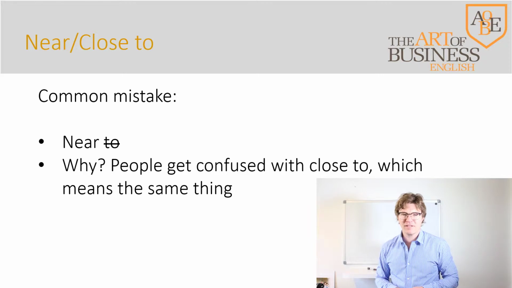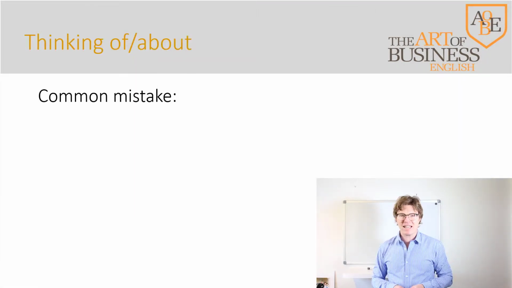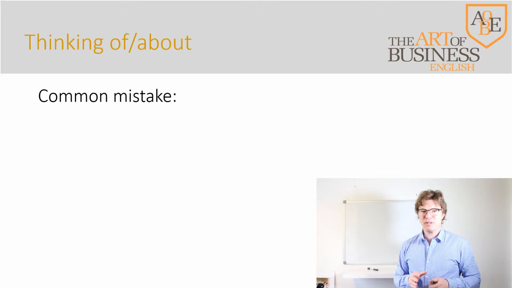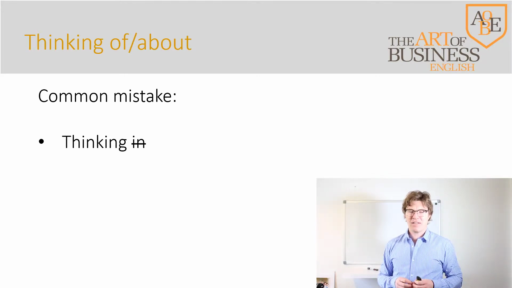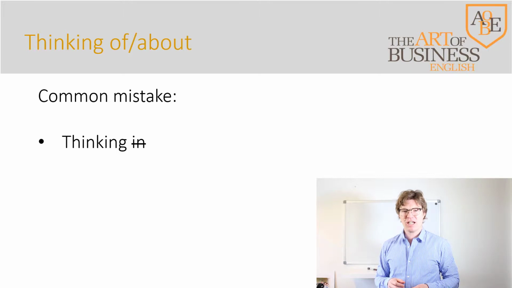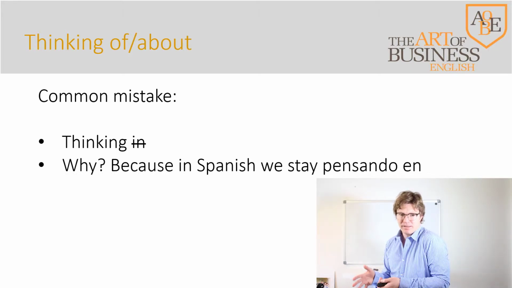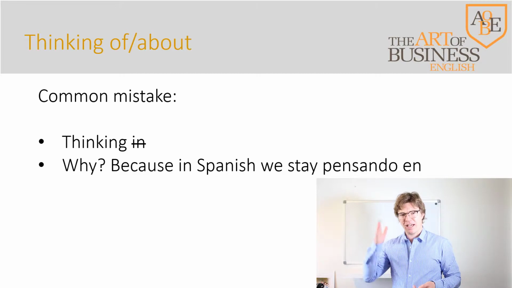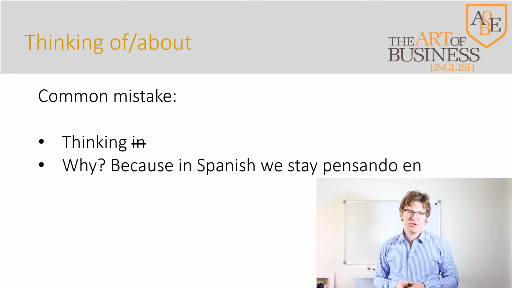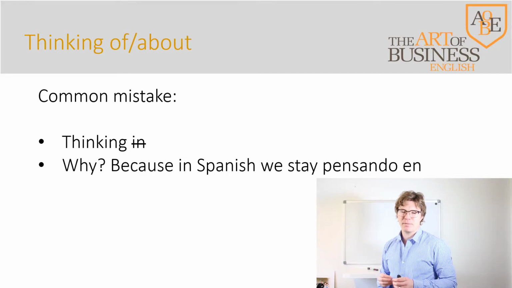Okay? Alright, let's take a look at the next one, which is basically thinking of or about. Now, people often say thinking in. Okay? Now, this is really simple. Why? Because in Spanish we say estoy pensando en. Now, people just think, okay, the preposition is en in Spanish, so it must be in English. This is wrong, okay? You can only put thinking of or thinking about. Those are the only two prepositions that can really follow thinking in this context. Like, I'm thinking of this, I'm thinking about doing that, okay? So really be conscious of that, because if you say I'm thinking in buying a new car, it just doesn't sound very good at all.